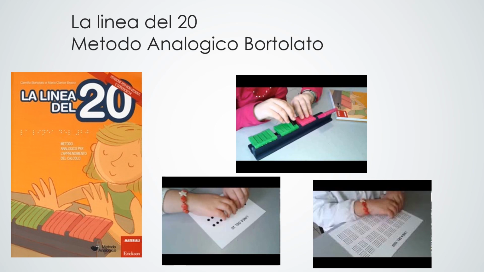In some school contexts, teachers adopt Bortolato's analog method, the line of 20, of which there is also a version for the blind. The tool only has a tactile reference cap, which is inserted on the number 11 to distinguish the two tens, while the exercises are proposed on cards with tactile elements. Balls in relief with high color contrast for the tactile reading of quantities.